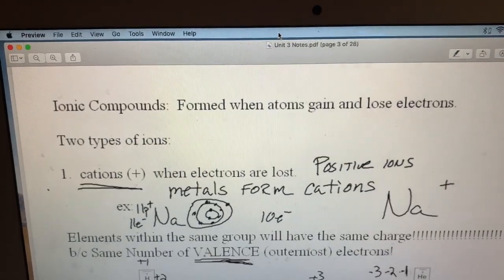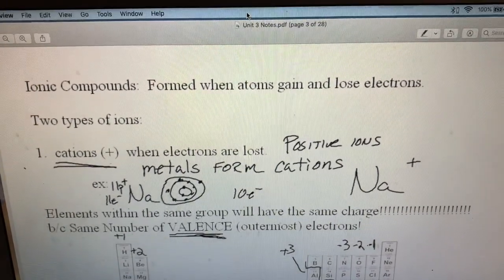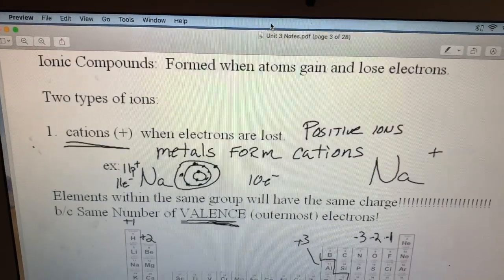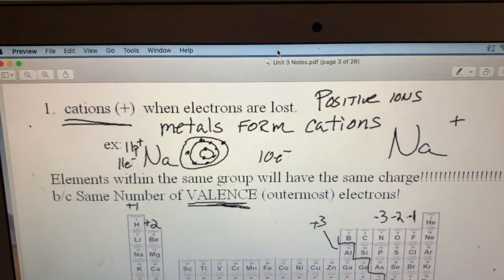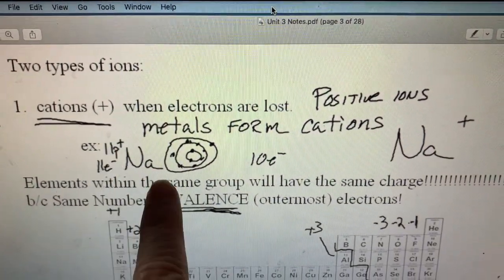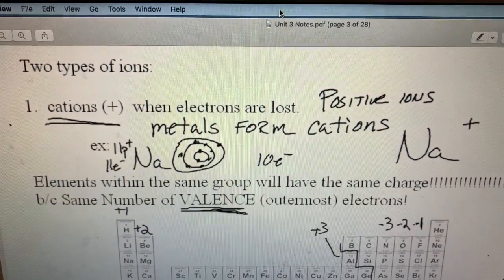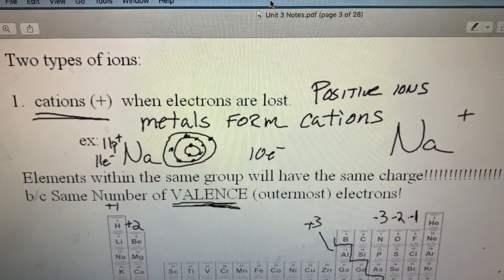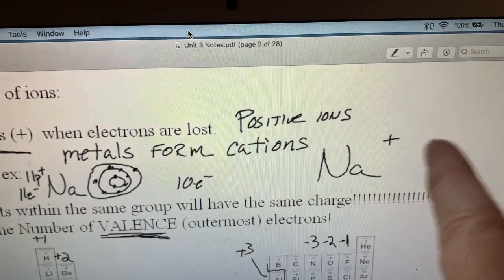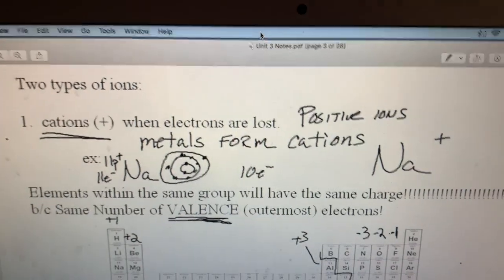So we're going to focus today on ionic compounds. Ionic compounds are formed when atoms gain and lose electrons. We know this from our last unit, that a positive ion is known as a cation. This is just the example. What happens with sodium? It has that single electron in its outer shell, so it's going to lose that electron. Once it does, it only has 10 electrons and 11 protons. I know I'm going through this quickly, but you already had this. So therefore, sodium gets a +1 charge.